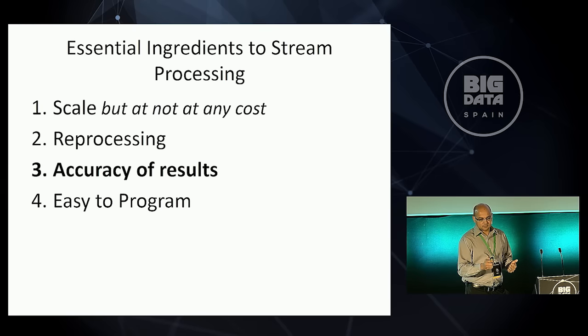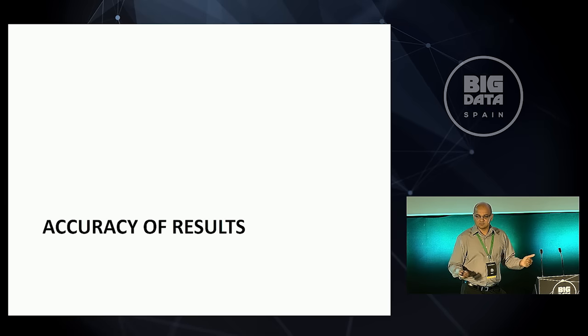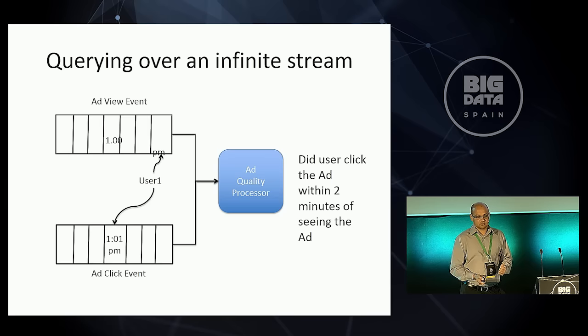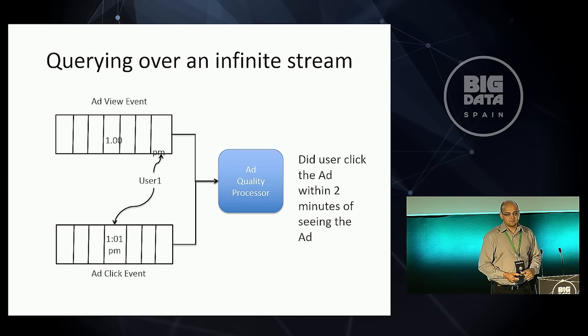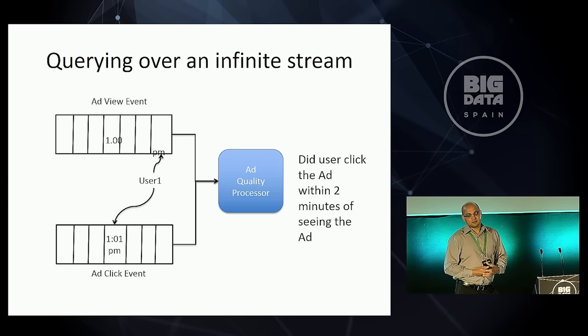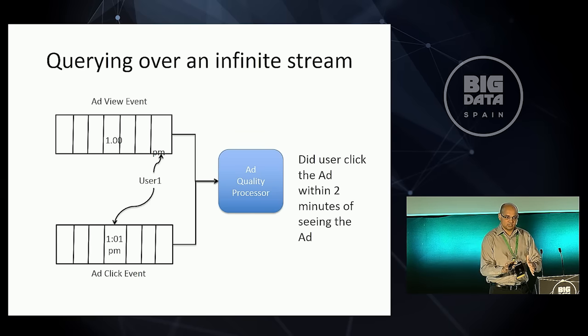Okay, next step is accuracy of results. This is important for stream processing. You would say that it's important for every program out there. If you can't have accuracy, then it's moot, right? But before we talk about accuracy, we need to spend a little bit of time understanding how stream processing works, right? So let's take this example.